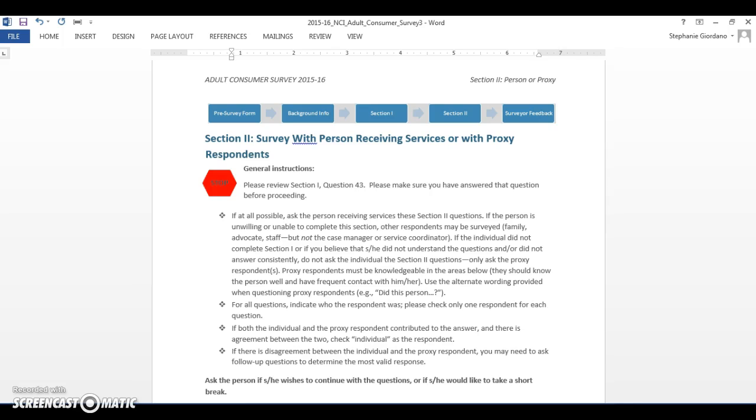If the individual and the proxy have a different answer, we ask that the interviewer follow up with some questions to try to find agreement between both individuals. However, if the proxy and individual cannot come to an agreement, the question can be checked off as a non-response, a don't know or unclear response.